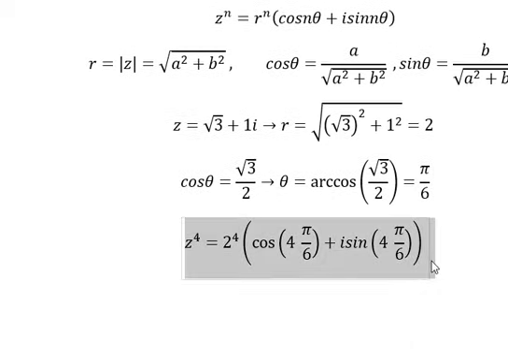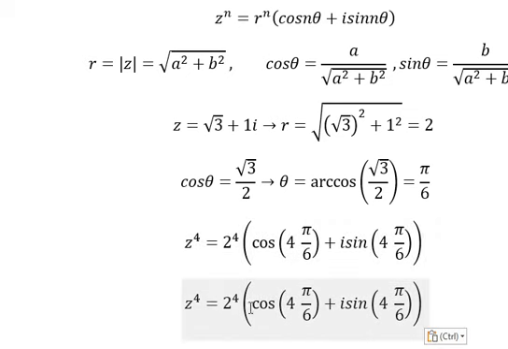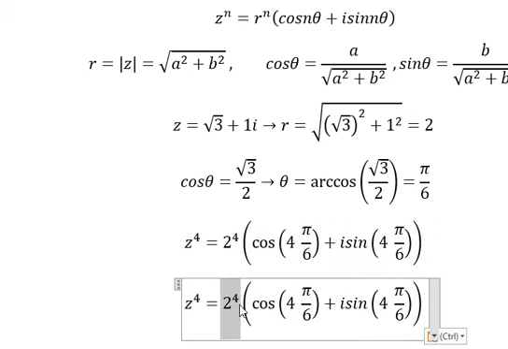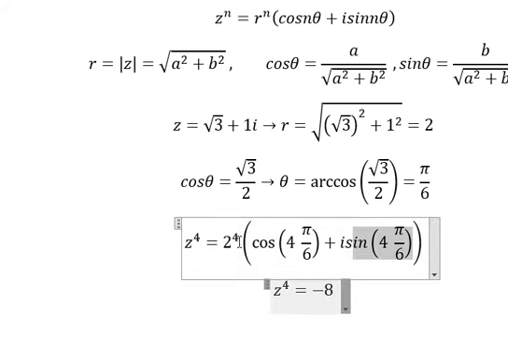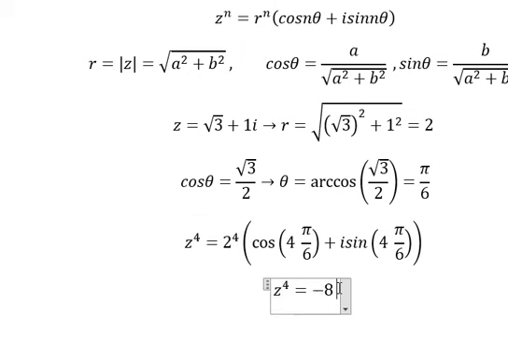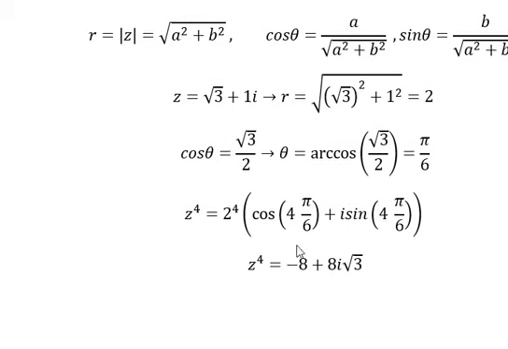And now we need to simplify this one. 2 to the power of 4 multiplied by this one, we have negative 8. This one with 2 to the power of 4. So we have a multiplied by the square root of 3. And we put i in here. And this is the final answer.